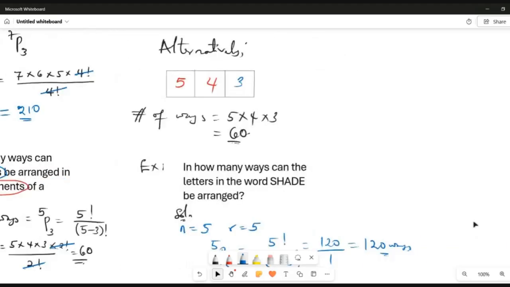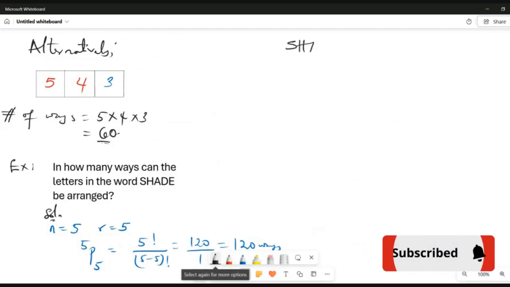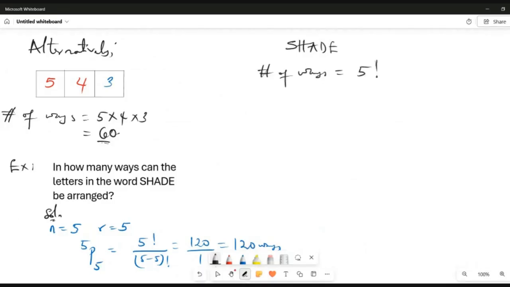Now, our answer is 120. But you can also say that Shade, there are 5 letters here. That's the number of ways of arranging the letters of the word Shade. Do you understand that now? Letters of the word Shade, 5 factorial. And 5 factorial is simply 120. By the time you reduce it, that's 5 times 4 times 3 times 2 times 1. That's 120 ways.